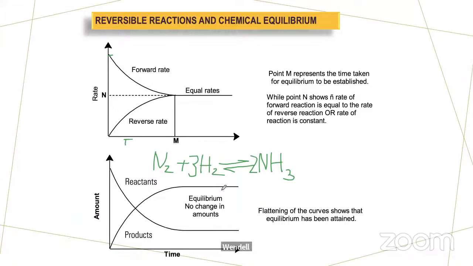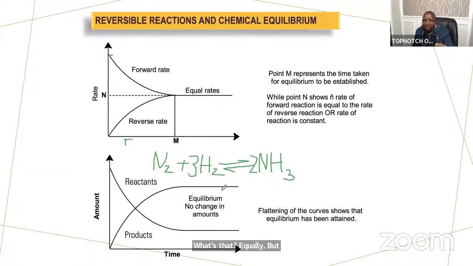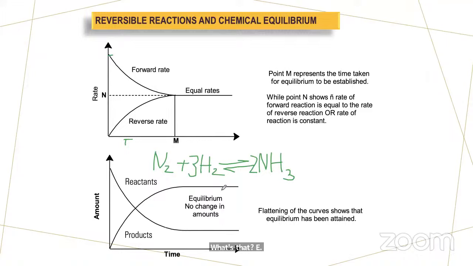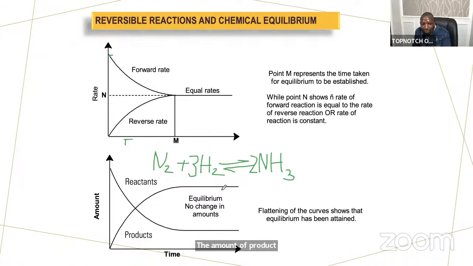Characteristics of a dynamic equilibrium. The amount of products is equal to the amount of reactants. The amount of reactants and products remain the same. And the rate of forward and backward reaction are equal.